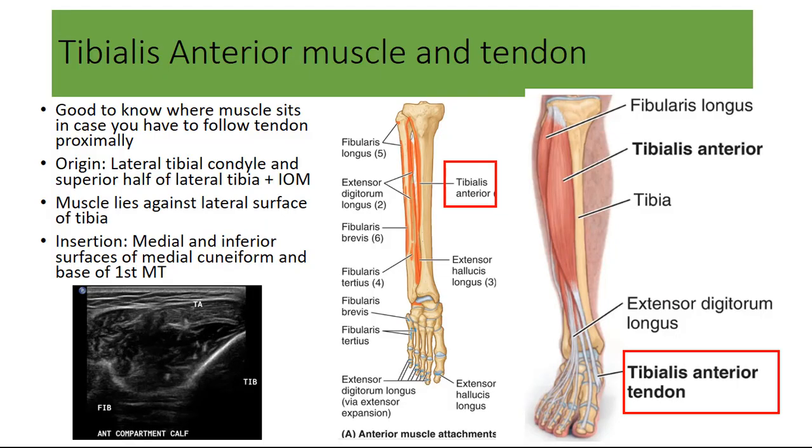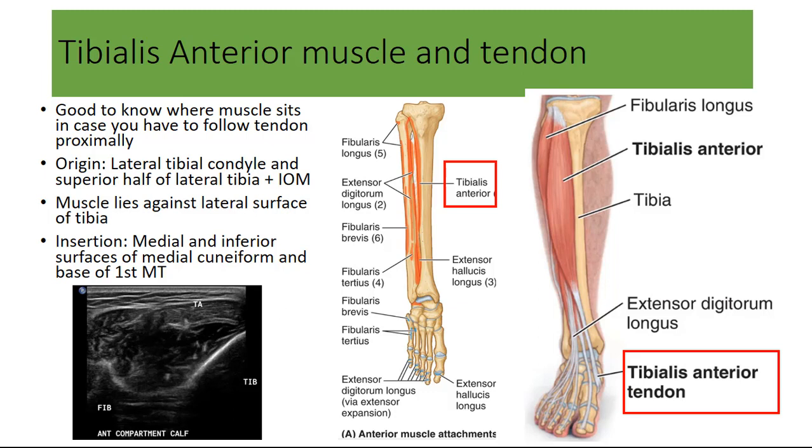Tibialis anterior muscle and tendon. It is good to know about our tibialis anterior muscle because we can get little hernias associated with this muscle particularly, and it extends from the tibia, the interosseous membrane, and then it inserts onto the medial cuneiform and the base of the first metatarsal. So it doesn't extend down to the toes like the other two anterior tendons do.